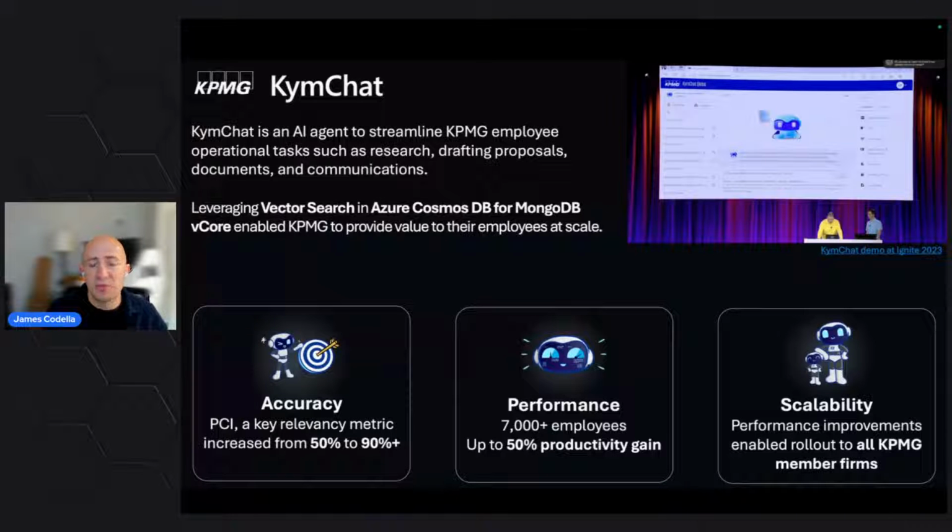They went from 50% to over 90%. They noticed real-world performance and productivity gains for their employees. And thanks to Cosmos DB's scalability, they're able to roll out KimChat to more and more KPMG member firms, so that way their own employees can take advantage of the great capabilities and productivity gains that KimChat has to offer.